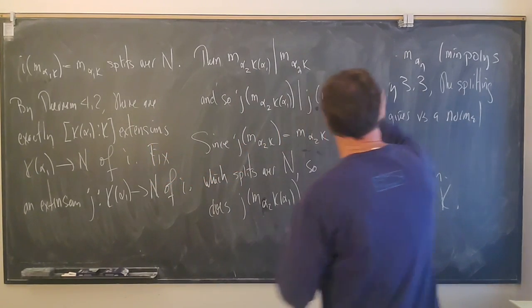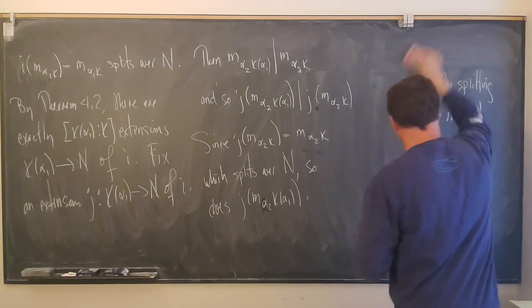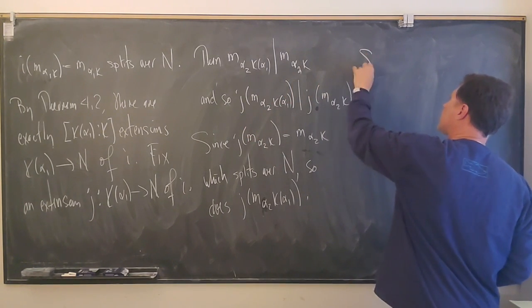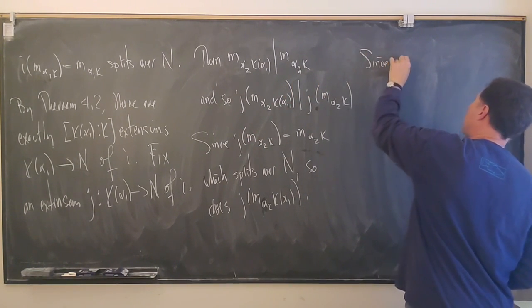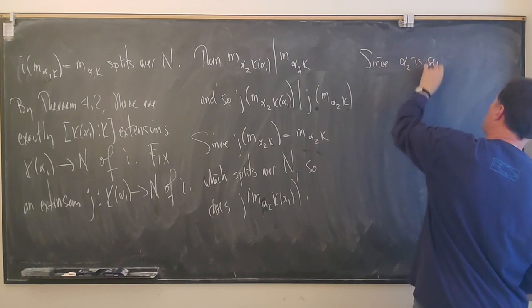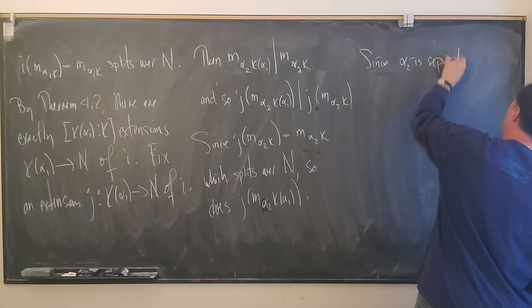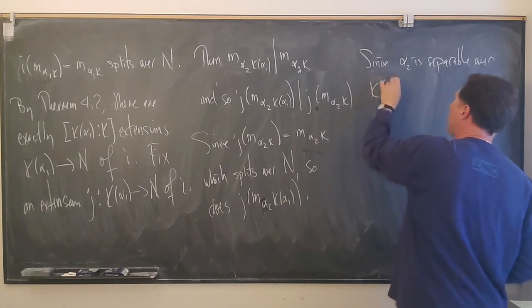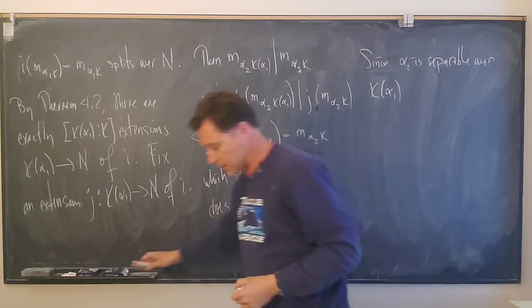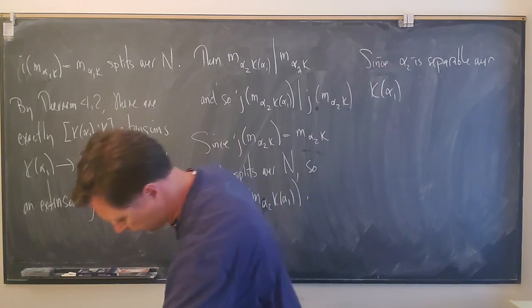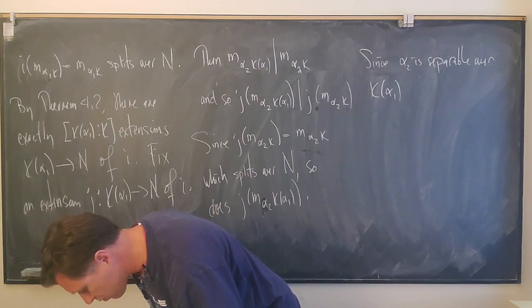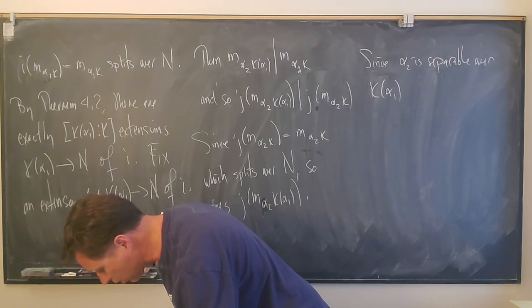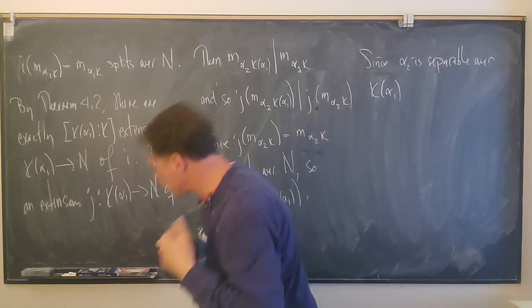Okay, so now, what's our assumption in the theorem? Since alpha 2 is separable over K adjoin alpha 1, now we can count again. Oh, another typo in my notes. I kept writing 5.2. It should be 4.2. So by theorem 4.2.